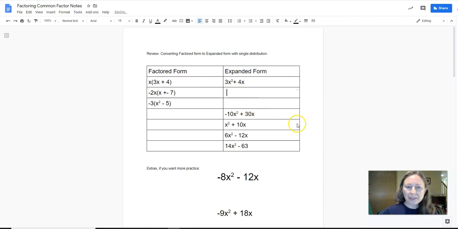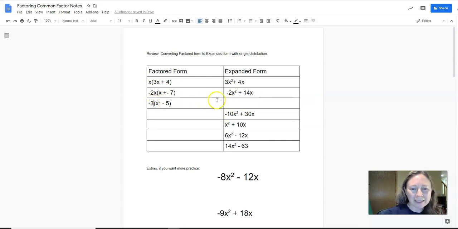Okay, this one has some positive and negative signs in it, so it may take a little bit of mental effort. But you start off with negative 2x times x, and that's negative 2x squared. And then you have negative 2x times negative 7, that's a negative times a negative, so it becomes a positive. So that's positive 14x, because negative 2 times negative 7 is positive 14, and then you have the x that comes along for the ride.